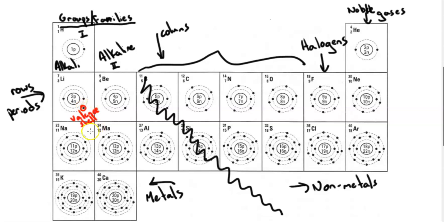Valence shell. Okay, so our valence shell. How many electrons in the valence shell? 1. How about in beryllium? 2. Good. How about in boron? 3. Carbon? 4. Nitrogen? 5. You seeing a pattern? Yes. 6. And it goes up to 8, right? Yeah.